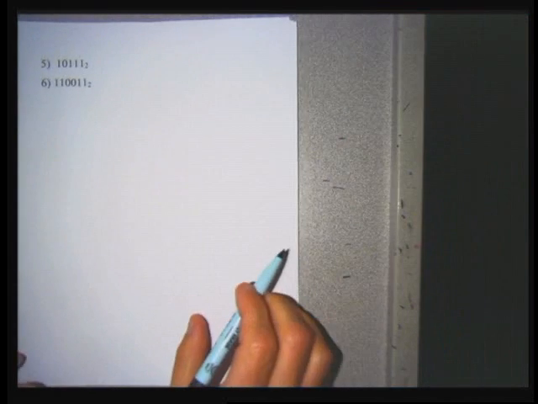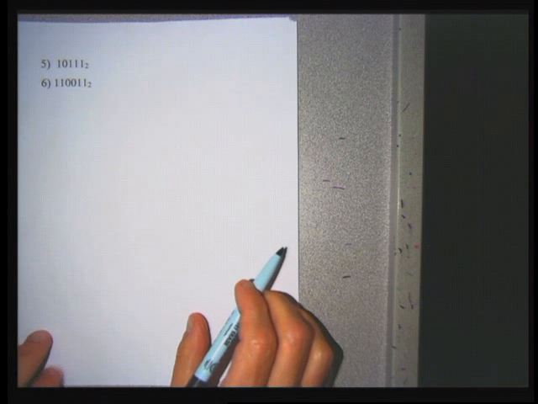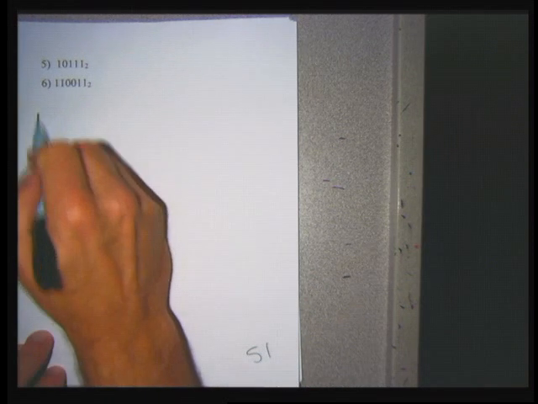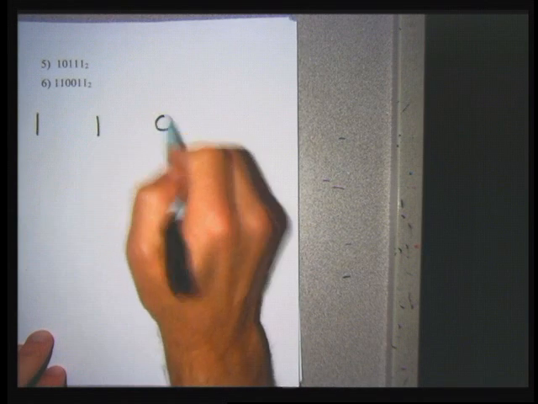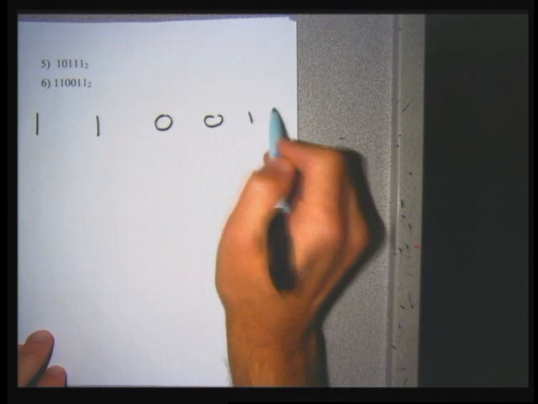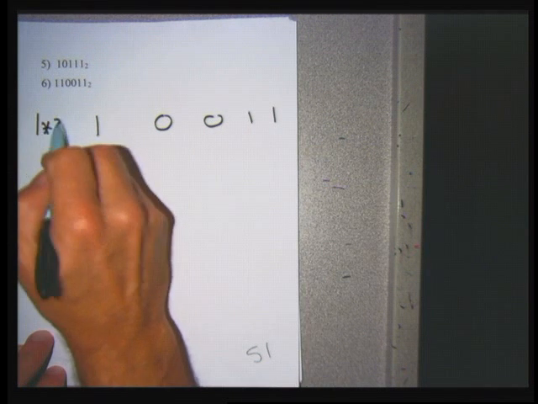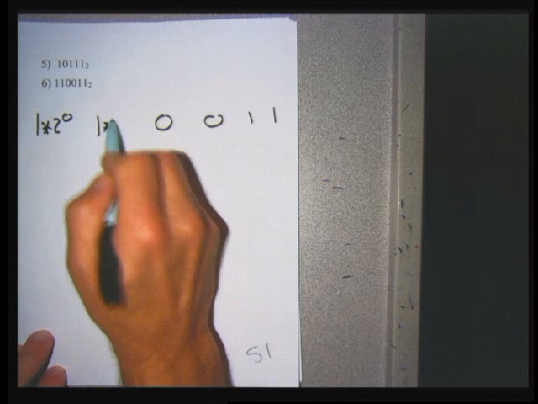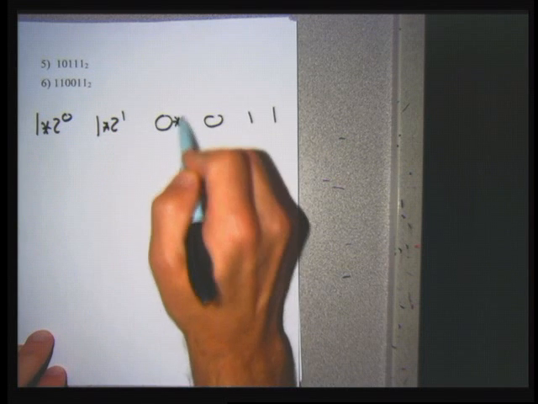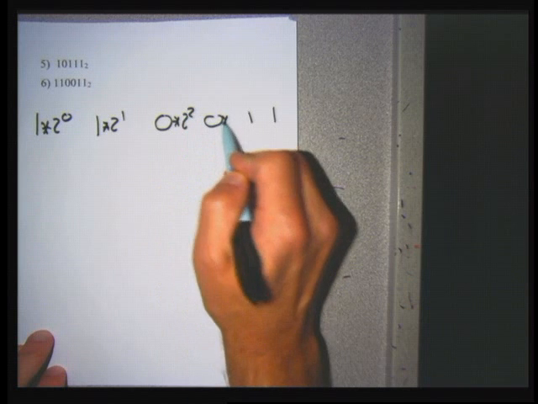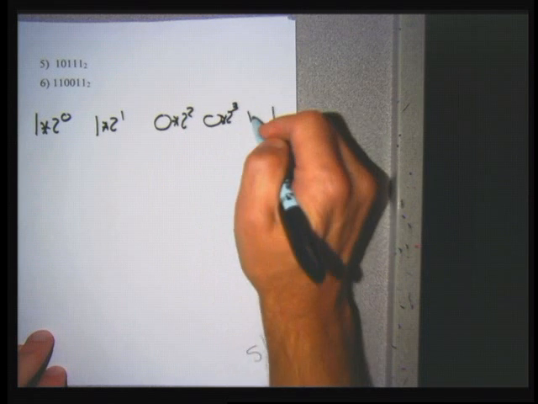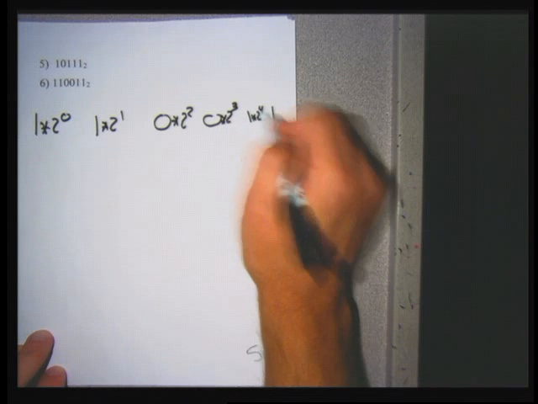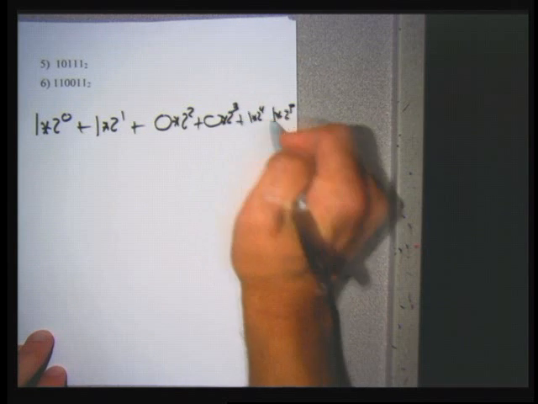So I'll just go through these quickly. Our numbers are different for 5 and 6. My number, they call that a palindrome when it's the same forwards and backwards. I think that's what it is. I'm going to write 1, 1, 0, 0, 1, 1 times 2 to the 0, times 2 to the 1, times 2 squared, times 2 cubed, didn't leave myself a lot of room, times 2 to the 4th, times 2 to the 5th, plus, plus, plus, plus, plus.